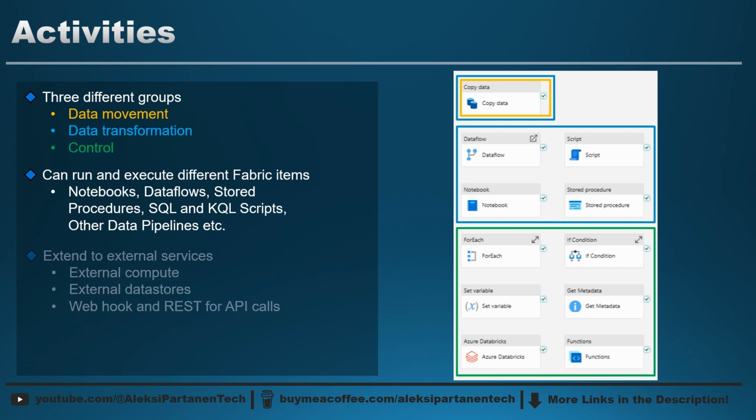Activities also extend to external services as well, and they can be used to execute things in an external compute environment like Azure Databricks or stored procedures in some external SQL database. Also, many different external data stores are supported and you can copy data from them or into them with a copy data activity. Also, there are some generic activities like webhook and REST that can be used to interact with APIs. However, most of these activities that do things in external systems that are outside of Fabric require connections to be made. So let's talk about those.